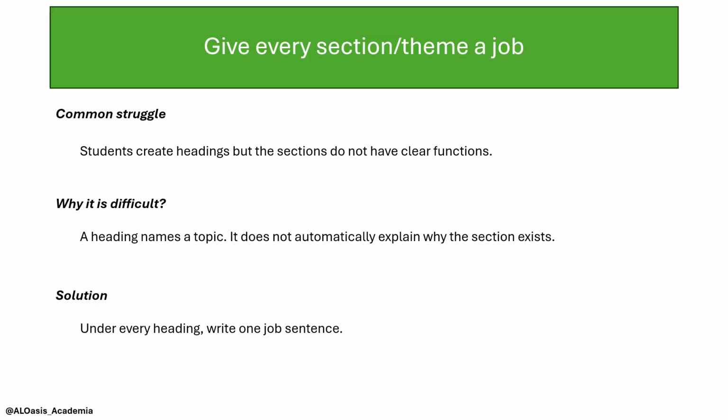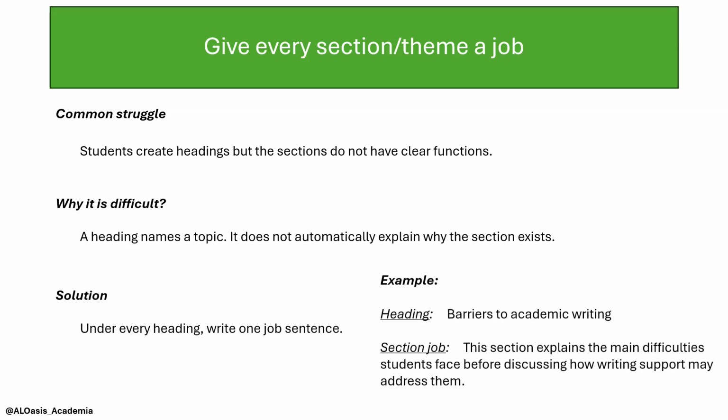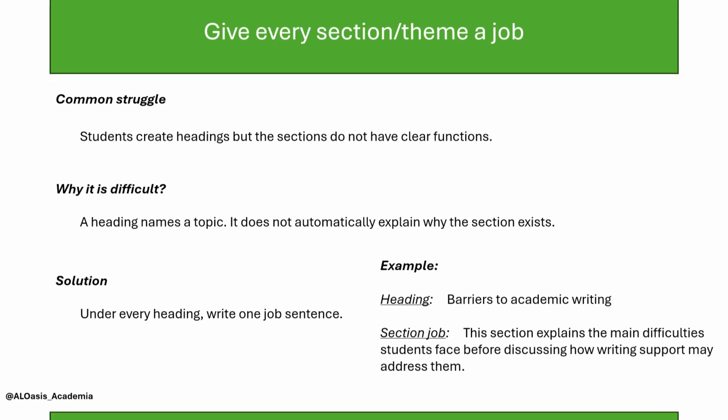So the solution is simple. Just under each section or under each heading, write one or two jobs as sentences. Okay, so for example, you have a heading, barriers to academic writing. Okay, so that's a heading. But the job of this section, you want it to be that this section explains the main difficulties students face before discussing how writing support may address them. Okay, so that's very important. Try to write the job for each section. I cannot emphasize enough how important that is.